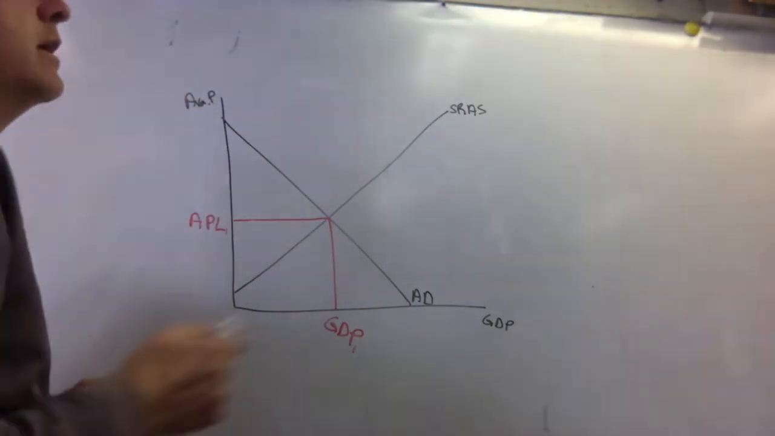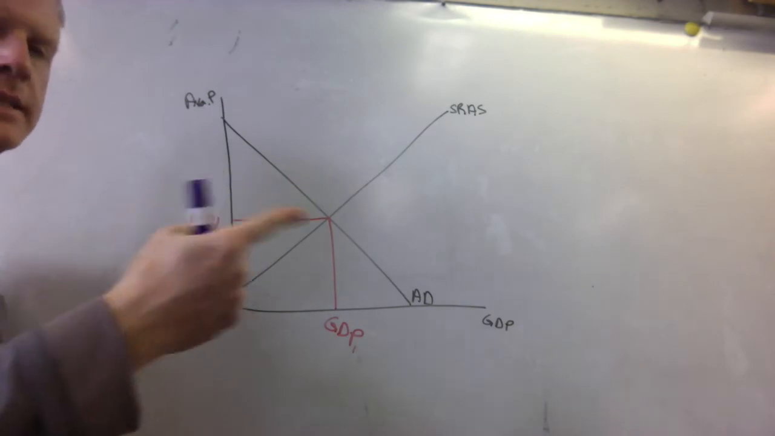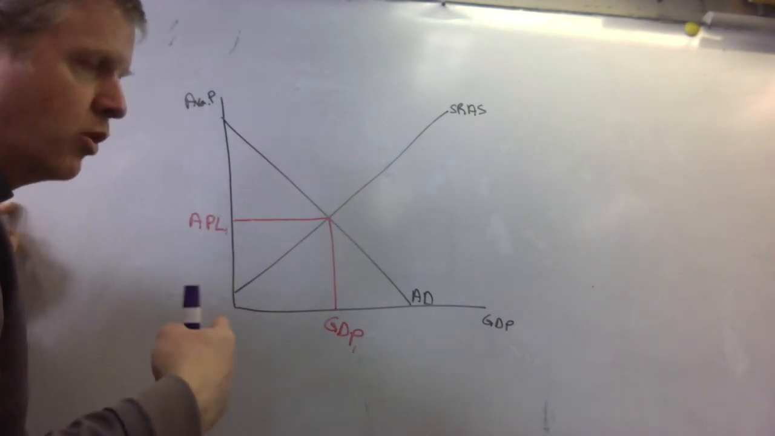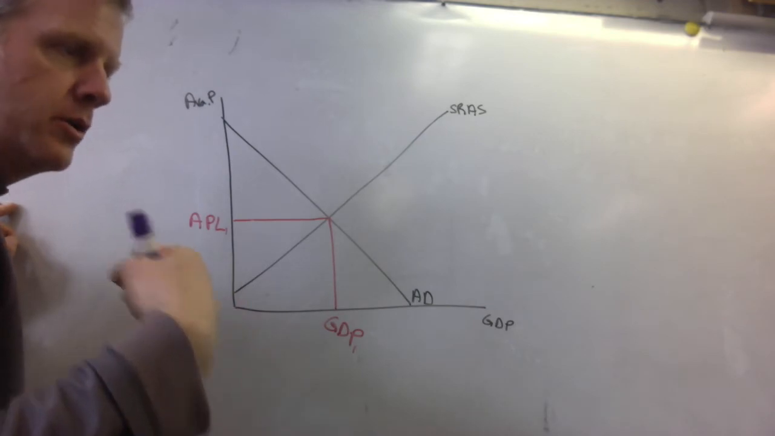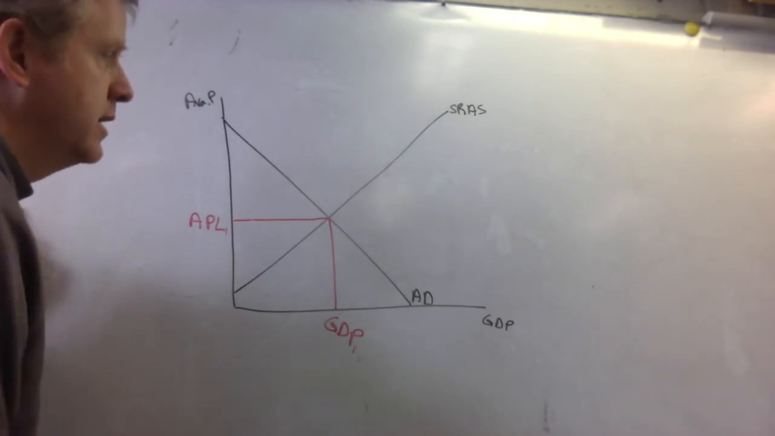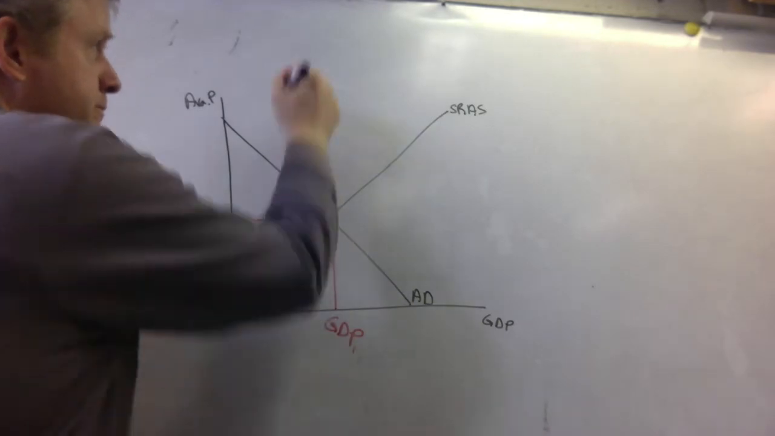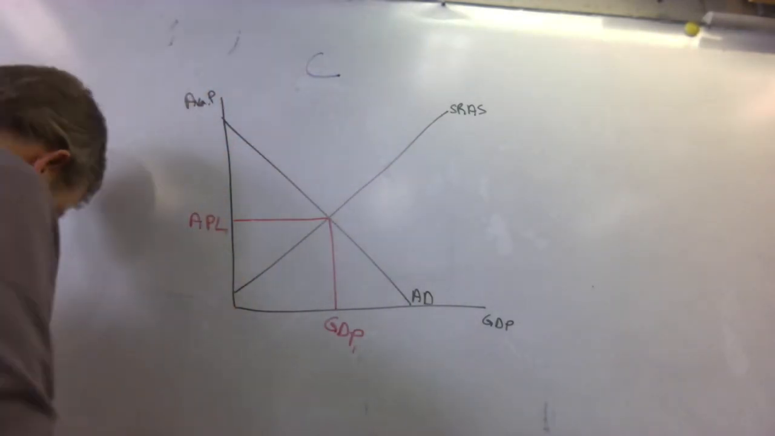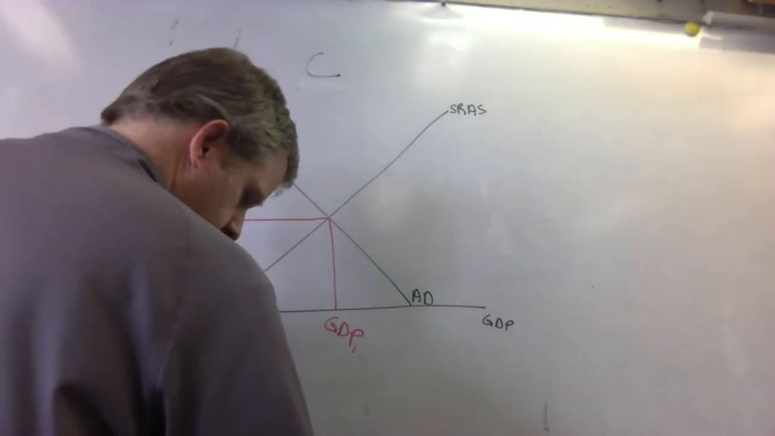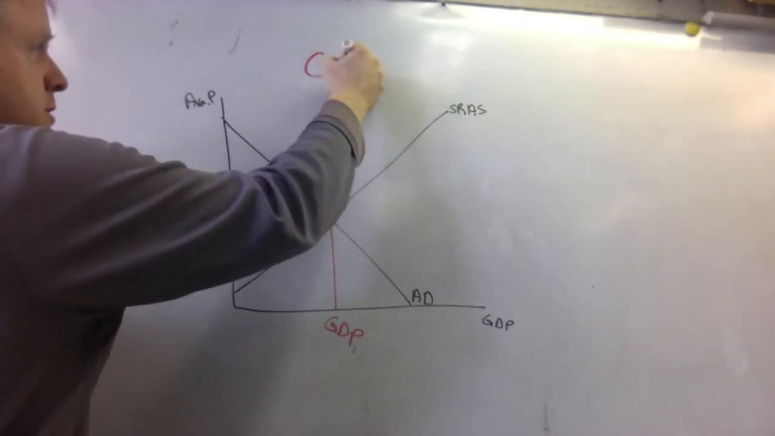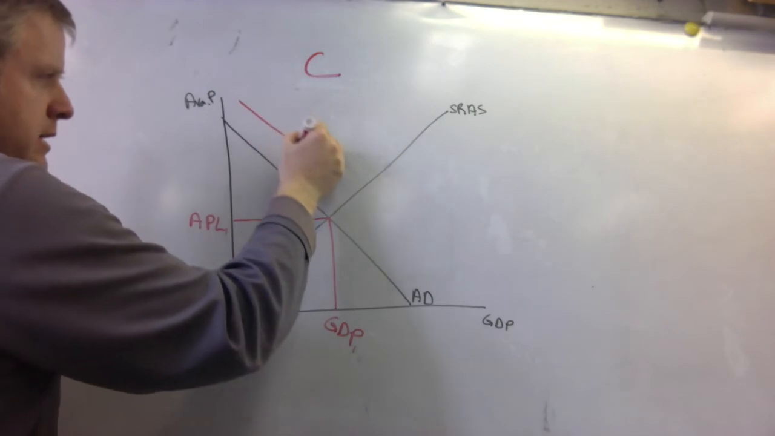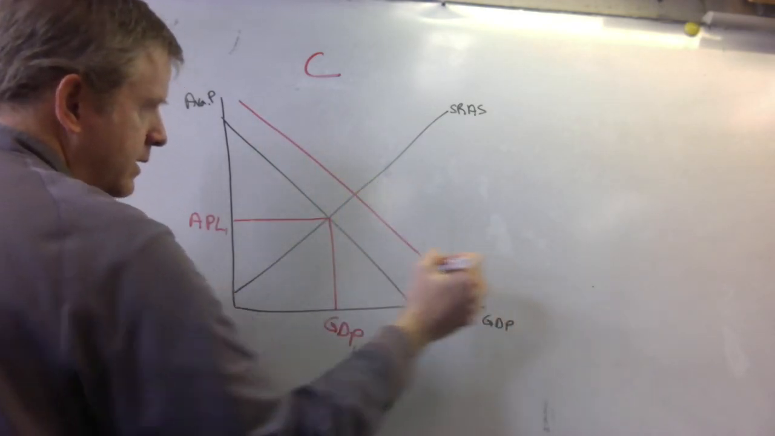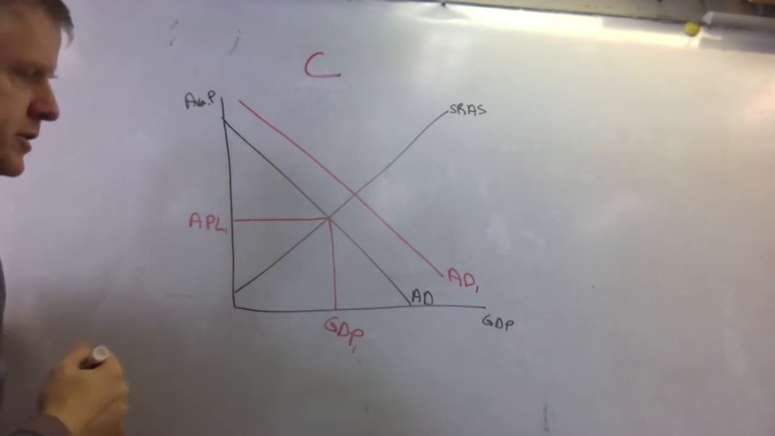Let's say that the government decides to cut people's income taxes. Well, the first thing that we'll see is that when you have more dollars in your pocket because of a cut in income taxes, you're going to spend more. C for consumption. Consumption spending will go up. C for consumption. We'll have an aggregate demand curve shift to the right. Aggregate demand will shift to the right.